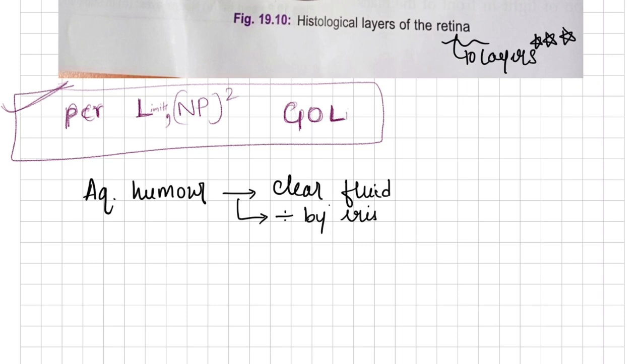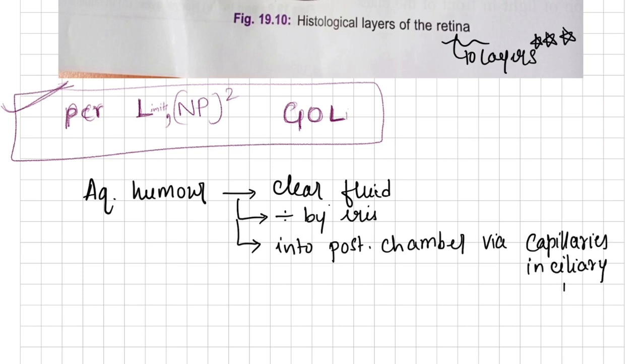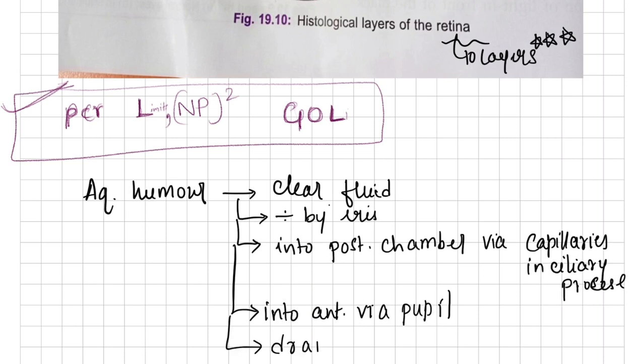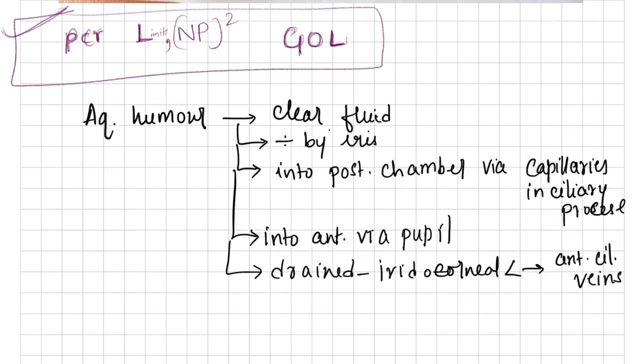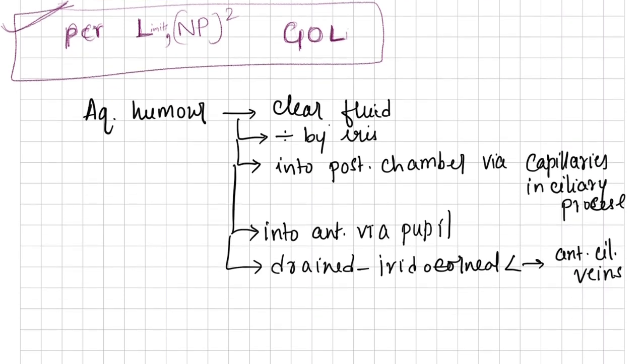Now aqueous humor is a clear fluid. We saw it was divided by iris into anterior and posterior aqueous chambers, and into the posterior chamber there is a certain structure with capillaries, we can say. In the ciliary processes, aqueous humor is said to enter. Now into the anterior chamber, aqueous humor enters via the pupil. Drainage of aqueous humor takes place by the iridocorneal angle into the anterior ciliary veins with the help of the canal of Schlemm. We saw the canal of Schlemm earlier. That's how aqueous humor is drained.